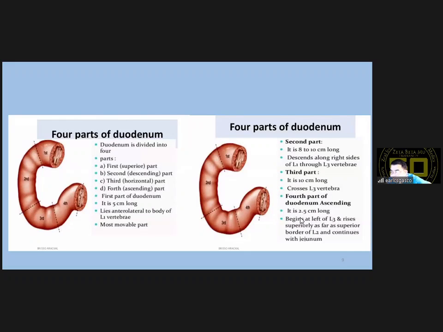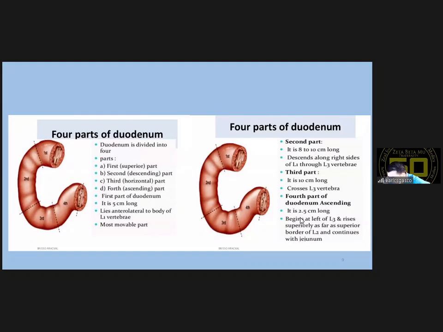Second part is about 8 to 10 centimeters long. It descends along the right side of L1 to L3 vertebra. It's related anteriorly to the fundus of the gallbladder, posteriorly to the hilum of the right kidney. It's also medial to the head of the pancreas. No? Third part, 10 centimeters long.